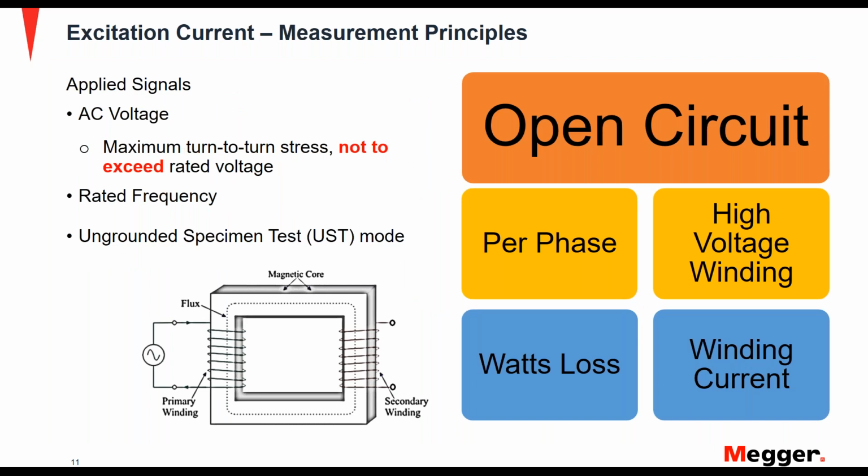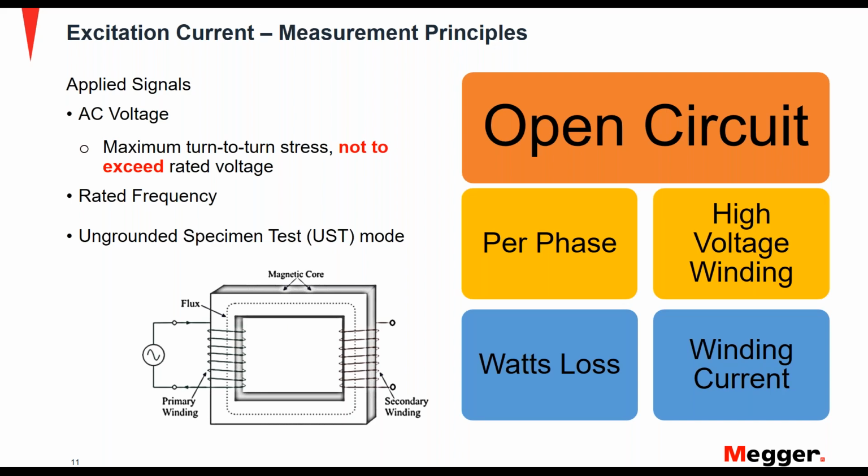So let's look at some more details on the test. What kind of signals are applied? We apply an AC signal, and we apply that signal such that maximum stress is induced on a turn-to-turn basis. However, this stress should not exceed the stress the turns would face during rated conditions. So this stress should not exceed the rated voltage. Transformer action works in a way that every turn of the primary and the secondary winding generates a voltage. So you have volts per turn, and that's multiplied by the number of turns, and that's how you make up the voltage across the entire winding.